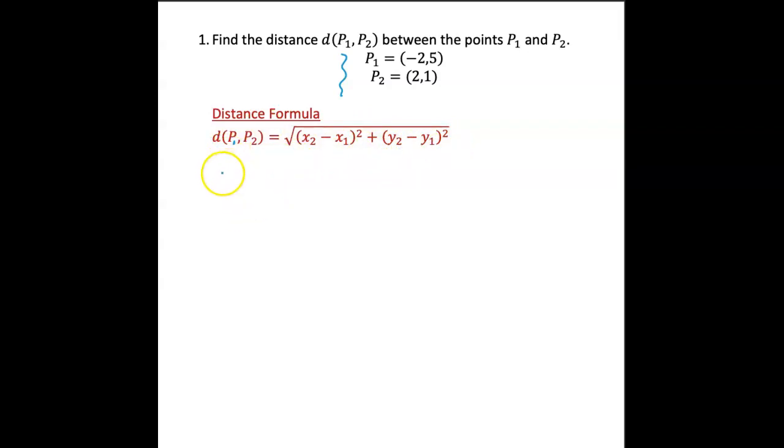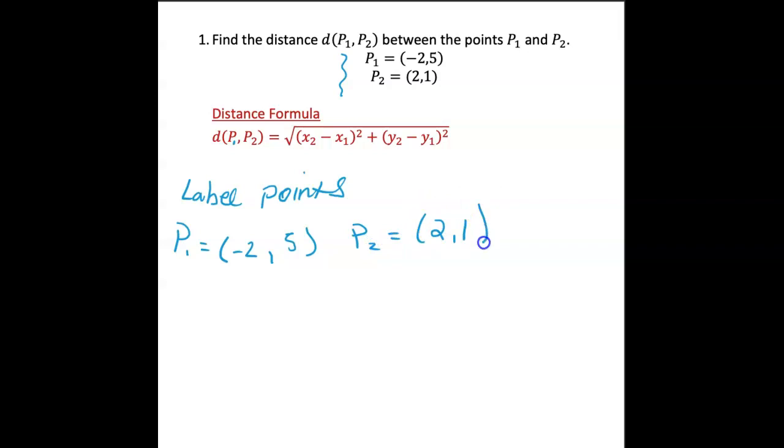Okay, so the first thing I'm going to do, after having my formula, is to label my points. And excuse my writing, not the best when it comes to writing in here. So I'm going to go ahead and label my points. This is x1, y1, x2, y2. Once I have labeled my points, I'm going to go ahead and substitute into the formula.